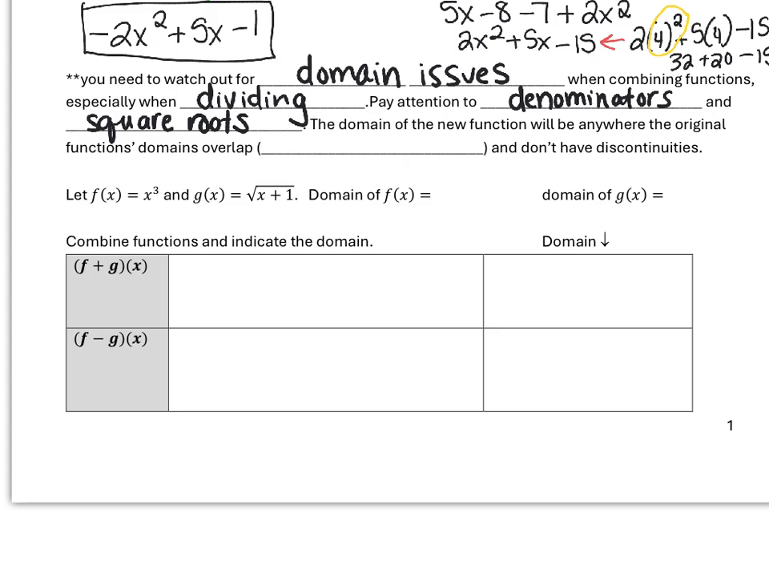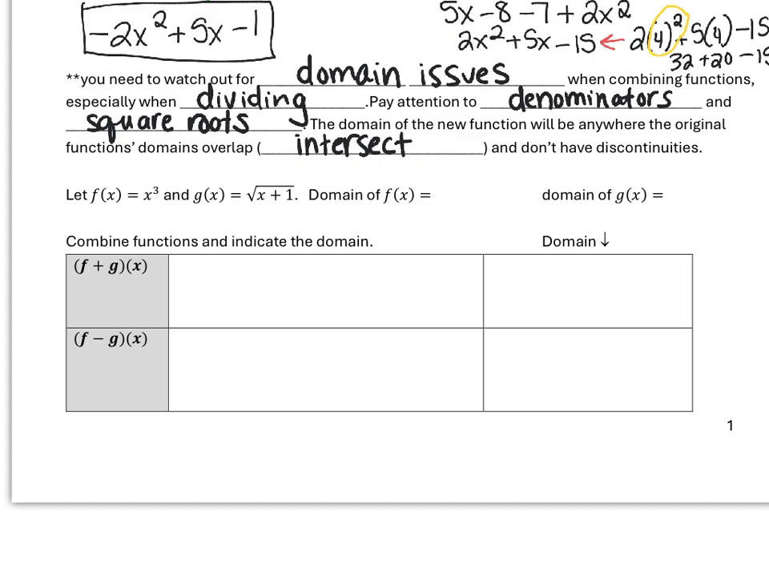Okay, the domain of the new function, when we combine two functions by adding, subtracting, multiplying, or dividing, will be wherever the two original domains overlapped, which is called an intersection. That's the math term, but it's basically where they both have values. So it's where they overlap. Then the domain of the new one will be wherever they overlapped to start, or where they have discontinuities if we find domain issues. Those, we have to restrict.